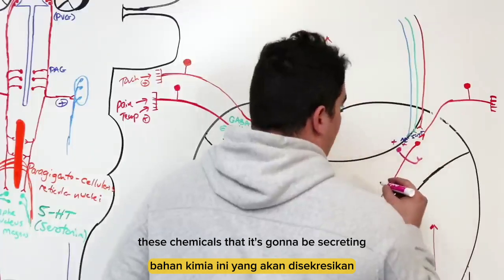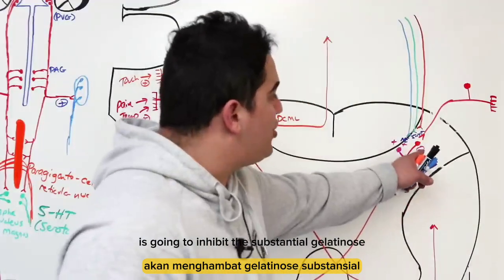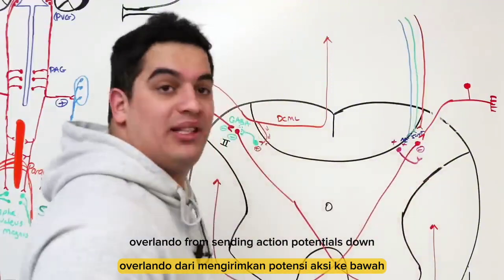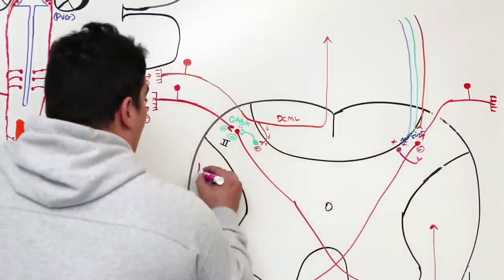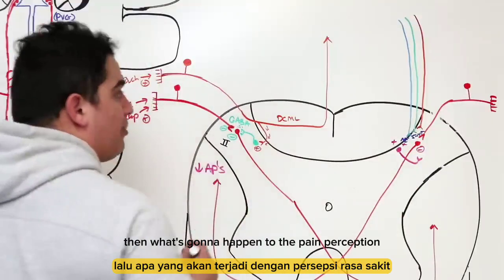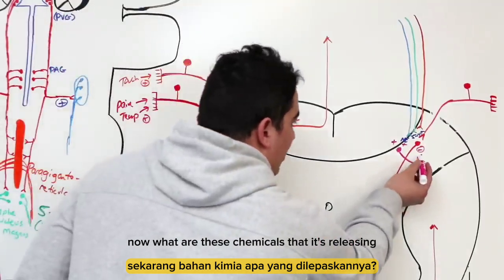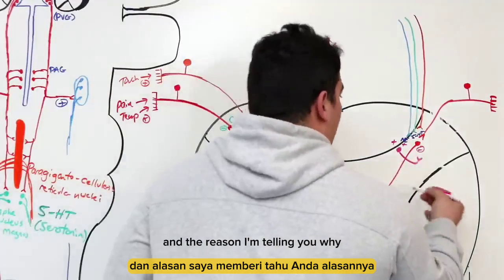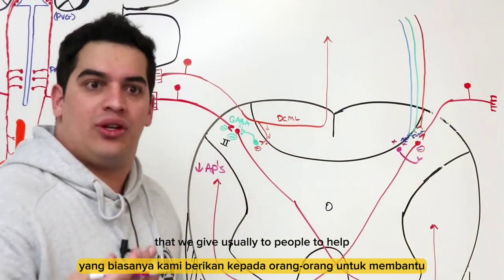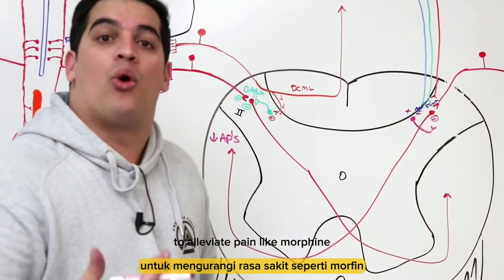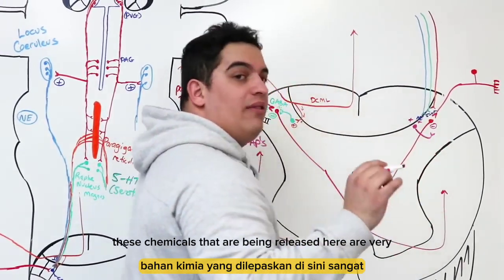These chemicals that it's going to be secreting are going to inhibit the substantia gelatinosa of Rolando from sending action potentials up. And if there's less action potentials being sent up through this system, then what's going to happen to the pain perception? It's going to decrease. Now, what are these chemicals that it's releasing? Another reason I'm telling you why we need to know these chemicals is because there's a chemical that we give usually to people to help to alleviate pain, like morphine. Well, these chemicals that are being released here are very, very similar to morphine.